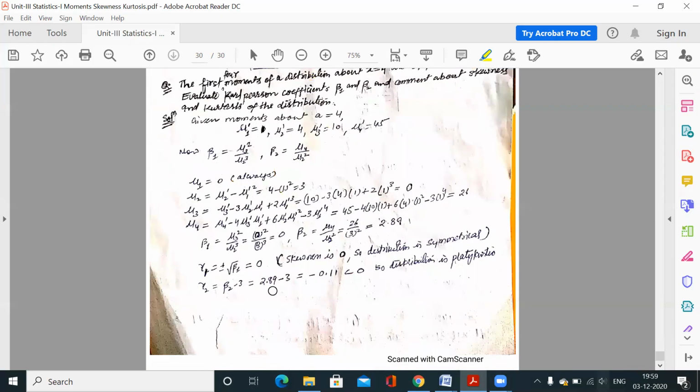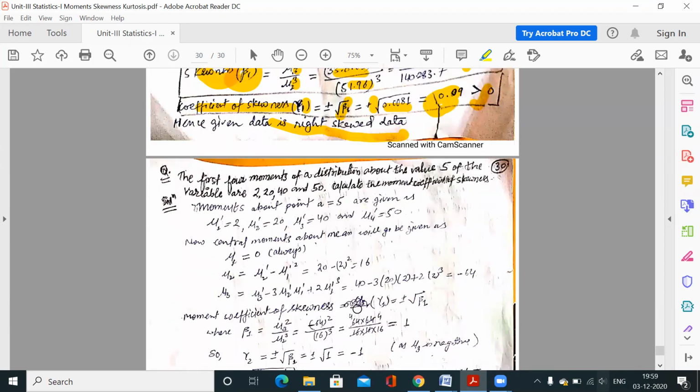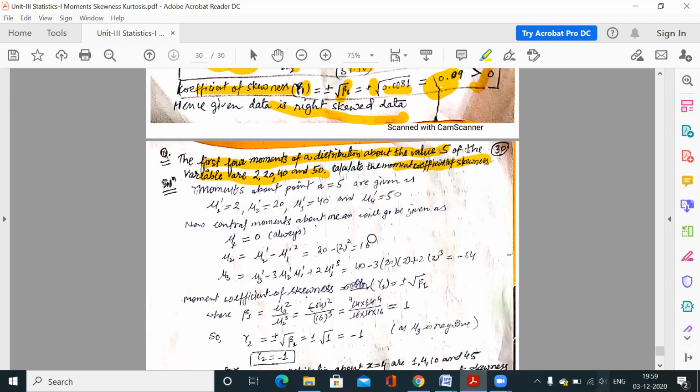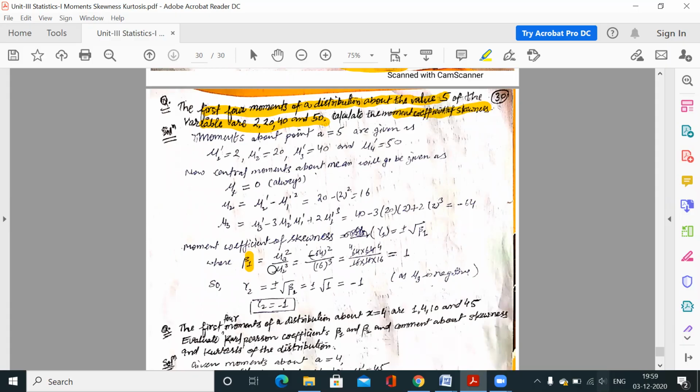So like here also we have the questions. The first 4 moments of a distribution about the value 5 of the variable are these. Calculate the moment coefficient of skewness. So moment coefficient of skewness, that means gamma 1, not gamma 2. I think by mistake I have written gamma 2, it is gamma 1. Beta 1 is skewness and gamma 1 is coefficient of skewness.